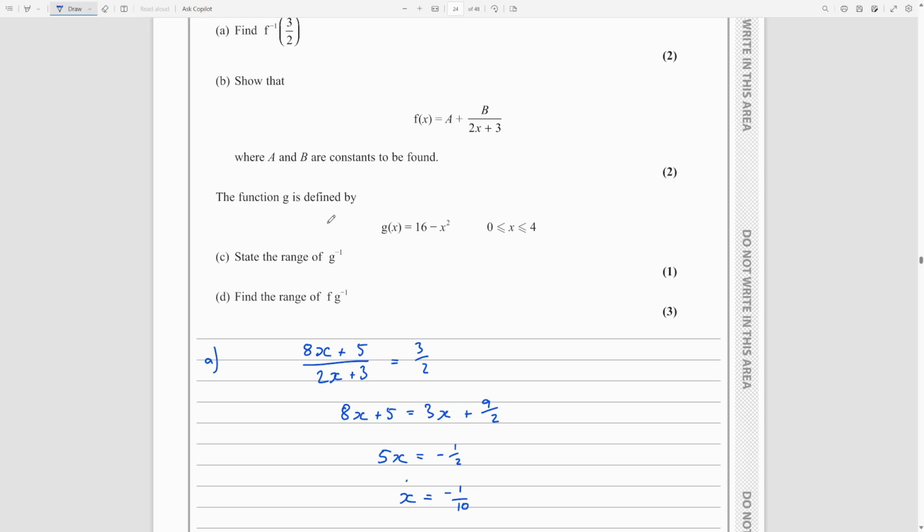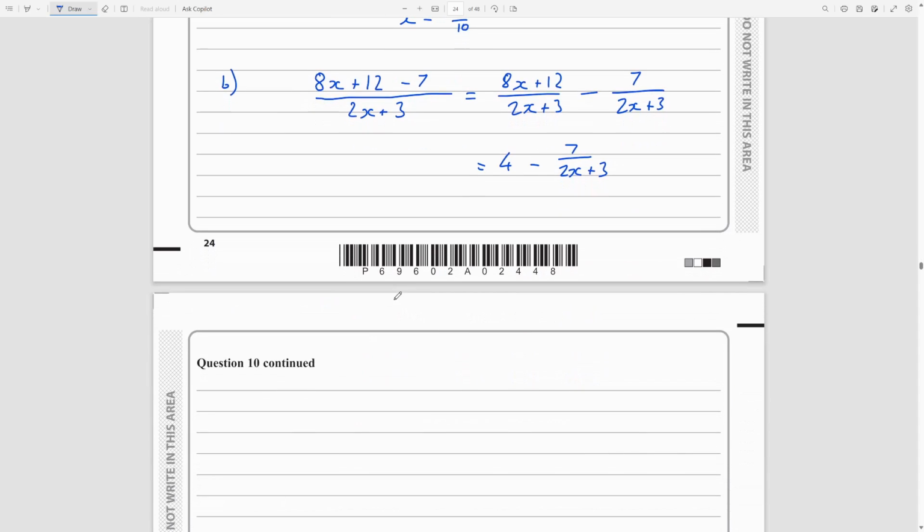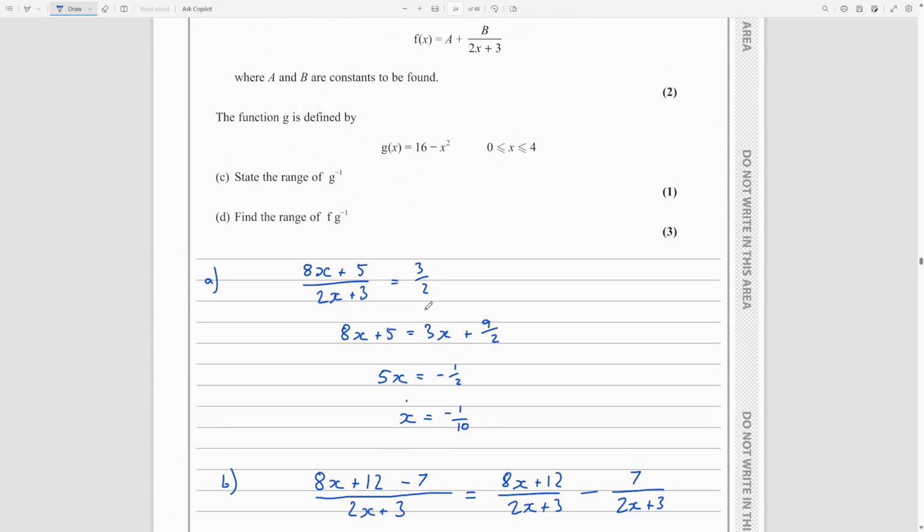Okay, the function g is defined to be 16 minus x squared, and x exists only between 0 and 4. State the range of the inverse of g. Okay, to do this, I'd remember or recall that the range of the inverse is the same as the domain of the function. So it's just 0 to 4. So I don't really need to do any work there to say that the inverse of g exists in the same values as the domain of the original function.